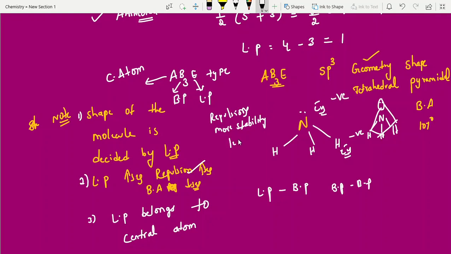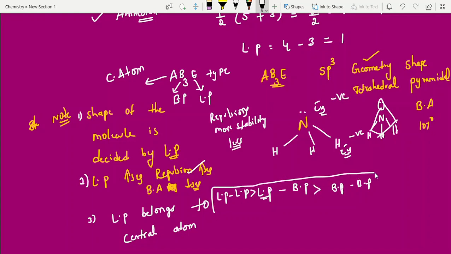Stability less. Clear? To avoid this, to get more stability, the shape will change. Okay, repulsions. The lone pair's repulsion is always greater. What could be the reason? Lone pair is free. It is not participating in bond formation. Bond pair means it is busy with bonding. That's why lone pair-lone pair repulsion is greater than lone pair-bond pair, which is greater than bond pair-bond pair.